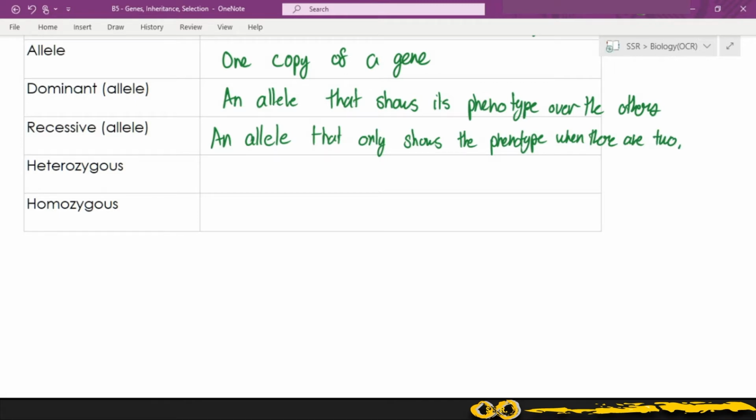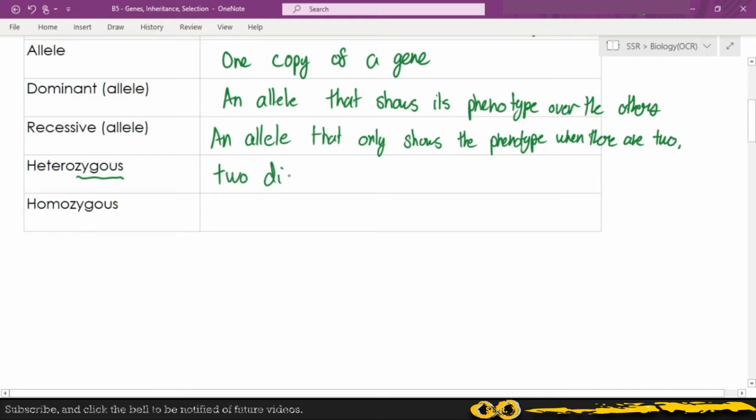Heterozygous and homozygous are two words that discuss which alleles you have. The zygous termination means that we're talking about the zygote, or what's inside the nucleus of the cells, and heterozygous means that you have two different alleles. You'd have one dominant and one recessive. Whereas homozygous means you have two of the same allele.